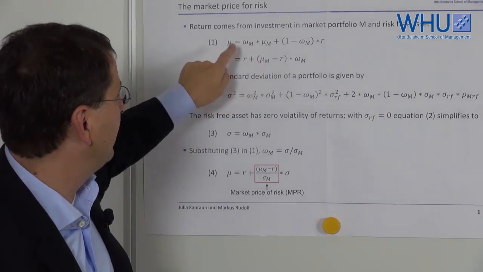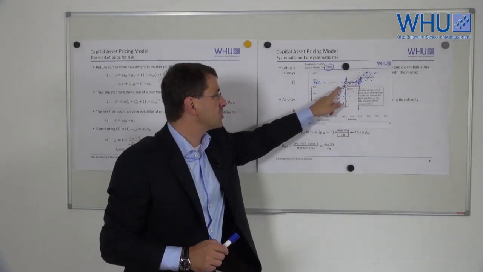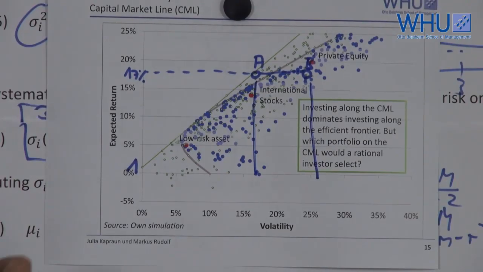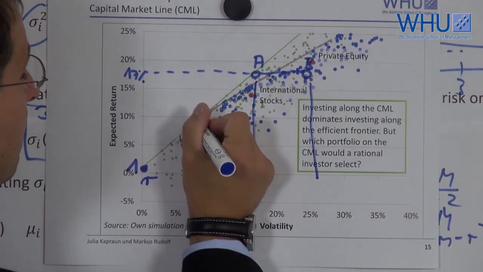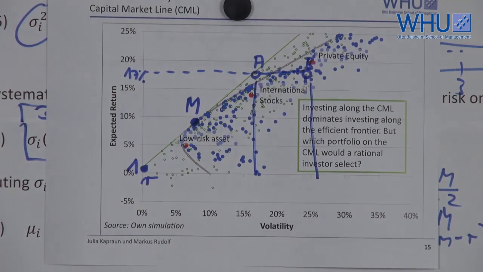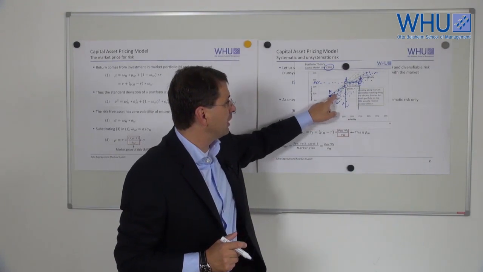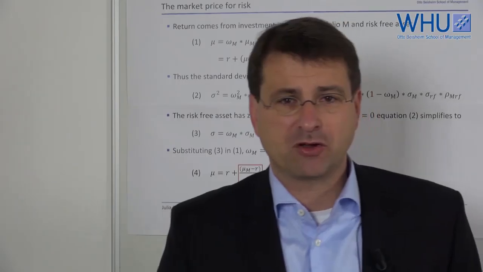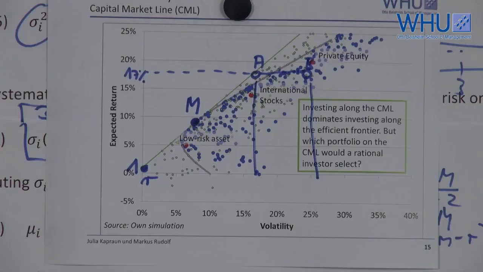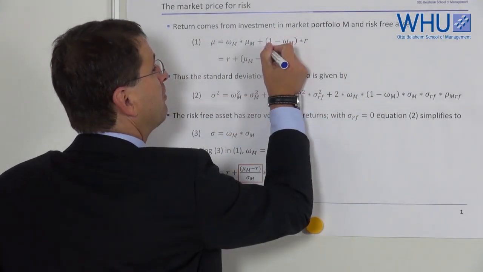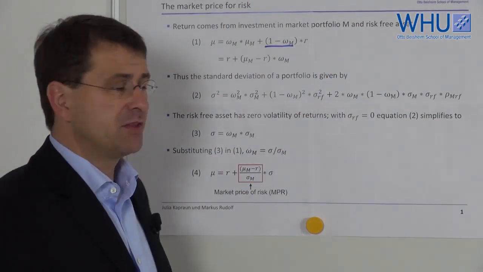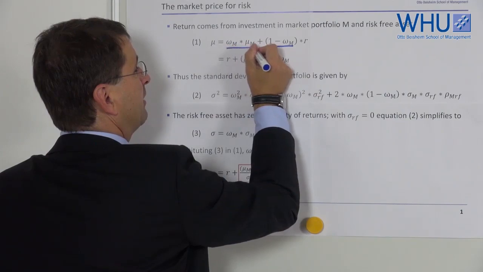The idea is basically that any portfolio which is along the capital market line is a combination of the riskless portfolio, which I call R, and the portfolio which is on the tangency between the efficient frontier and the capital market line, which I call M. So any portfolio along the capital market line can be obtained by a combination of R and M. R is the riskless portfolio, M is the tangency portfolio. The fraction by which I'm investing in R is 1 minus Wm. The fraction by which I am investing in M is Wm.